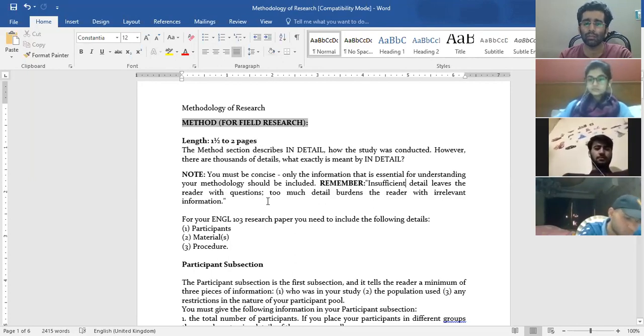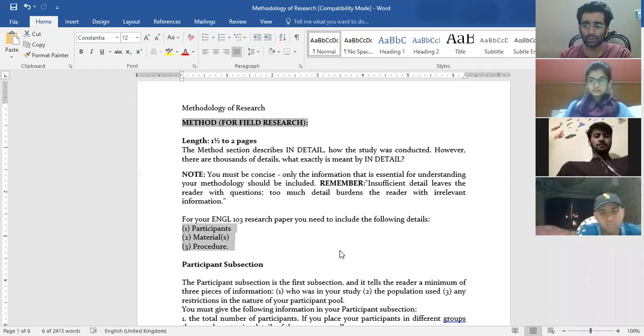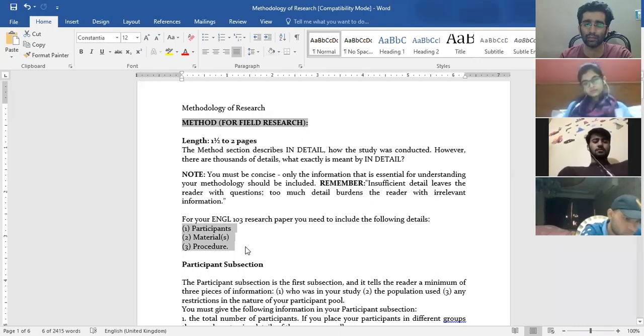Ignore the page length of the methodology subsection, but mainly focus on these three elements: participants, materials, and procedures. These are the three elements that must be there in the methodology section of your research report. So I repeat, first is introduction, second is literature review, and third chapter is methodology of your research report. These are the three elements of your methodology: participants, materials, and procedures.